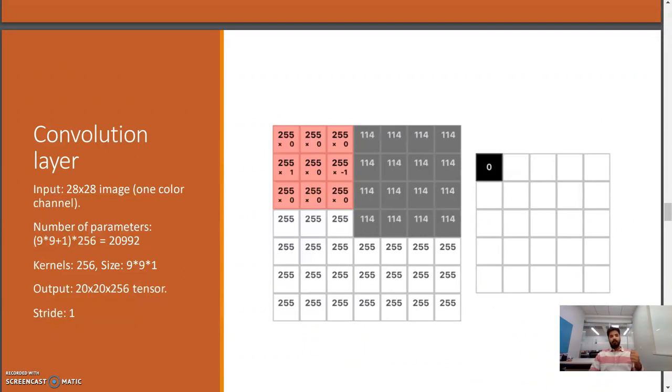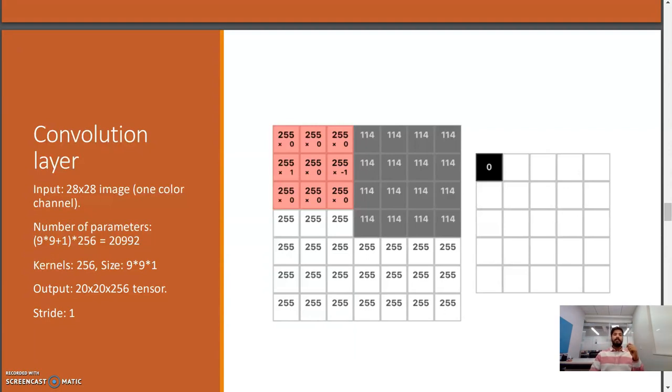So we already know what a convolutional layer is. The input we take is 28 into 28, that is in CapsNet. The number of parameters is 20,992. Kernel size is 256. Size of the kernels, that is filters, is 9 into 9 into 1. Now 9 into 9 into 1.